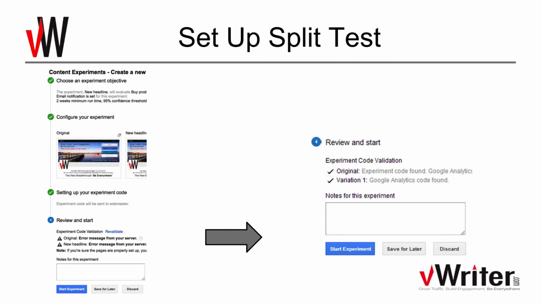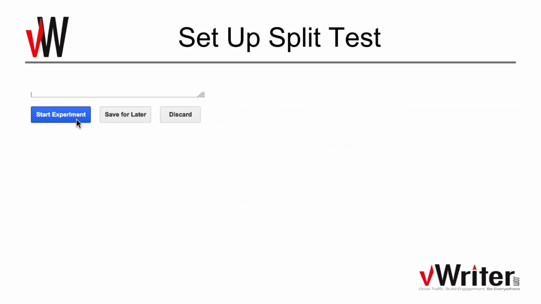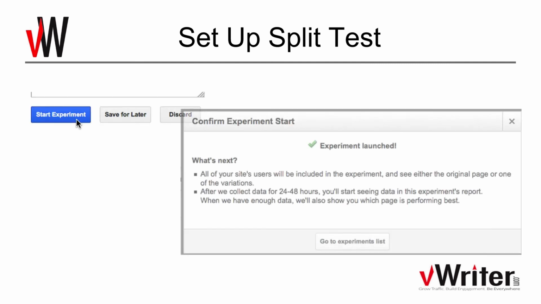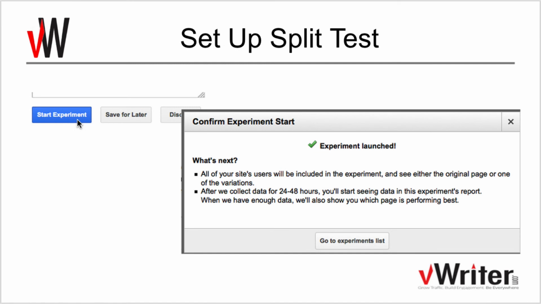So once it's validated, just click the Start Experiment button and it will then start running for you. So click the button, it will then confirm it's launched, and immediately if you go to the original page, you'll see it either sending you to that same page, or it could send you to your variation page, and that will be the same for every visitor to your website until you turn that experiment off or it finishes.